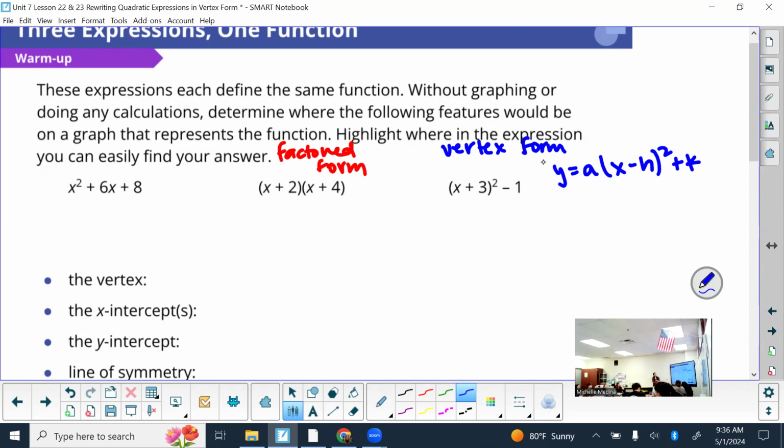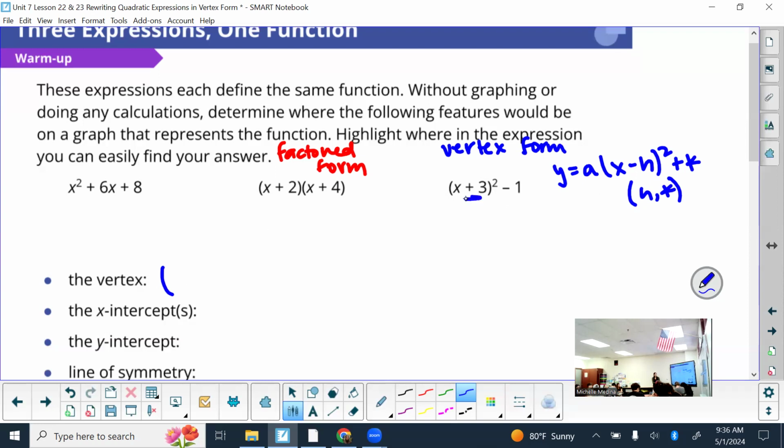What of our vertex formula is the vertex? Like what letters? H and K. So now knowing that, hopefully jogging our memory, table 8, can you tell me what the vertex is? What number is in the H position?